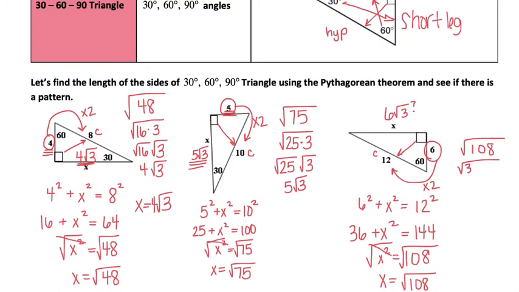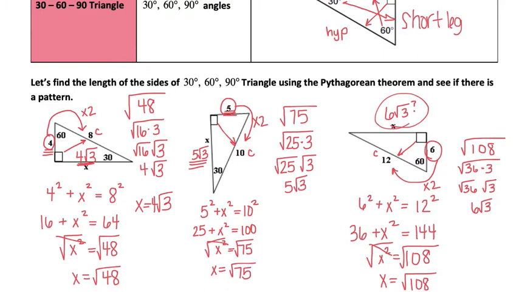36, right? That'd be 36 times 3. Break those up into their own square root. Square root of 36, square root of 3. Square root of 36 is 6. And then we have that square root 3 on the end. So yes, that is what my long leg ended up being.